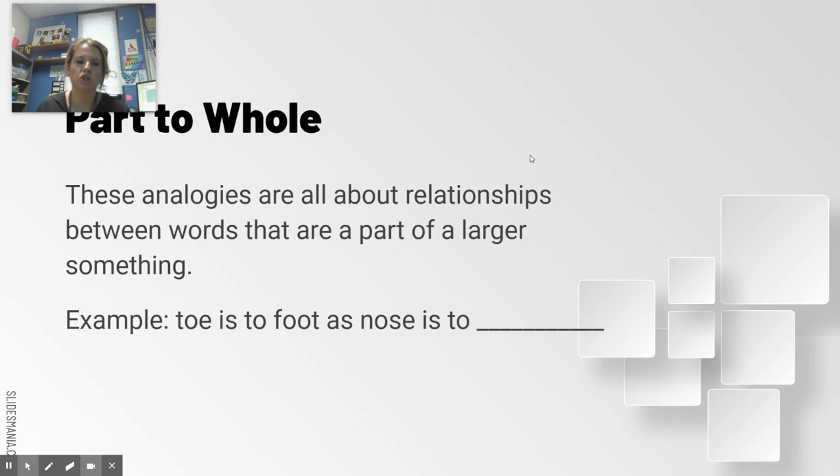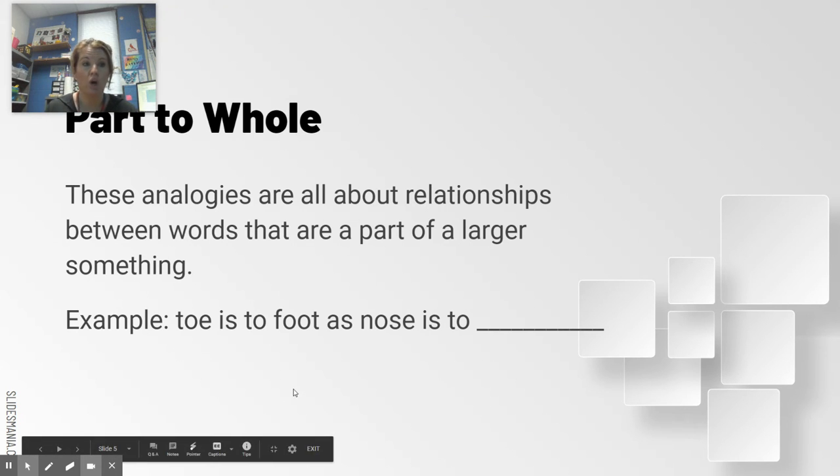So in part to whole analogies, they're all about relationships between words that are part of a larger something. So I give you the example of toe is to foot. Toe is a part of a foot, as nose is to, what do you think? It's to face. Nose is a part of your face the same way toe is a part of your foot. So let's do some examples. And remember, these are just practice to see how you're doing.